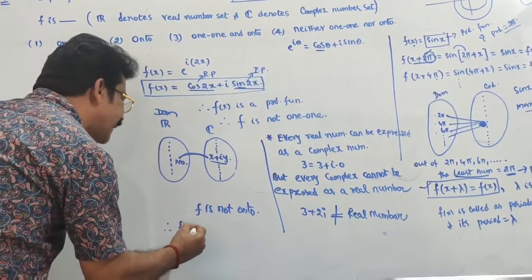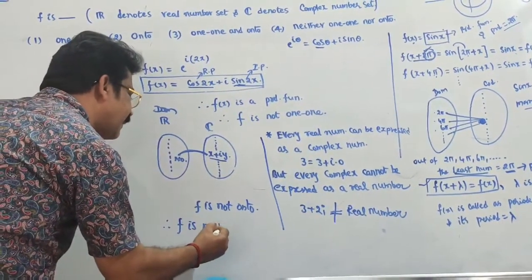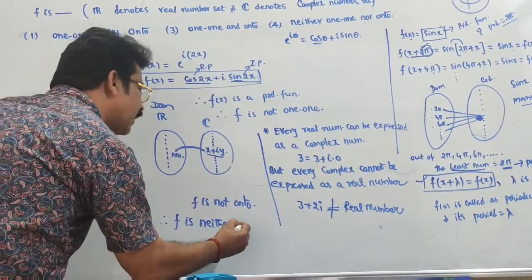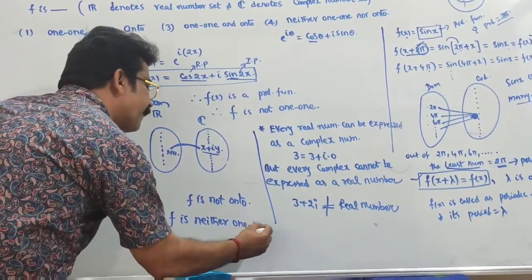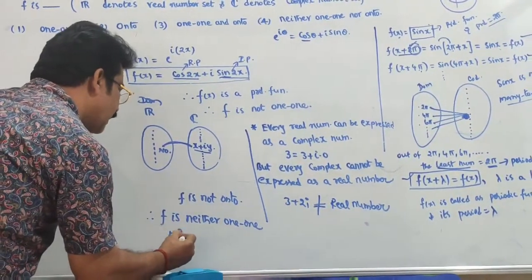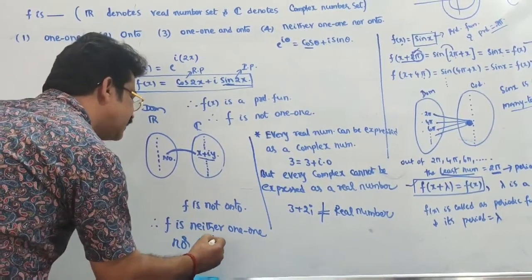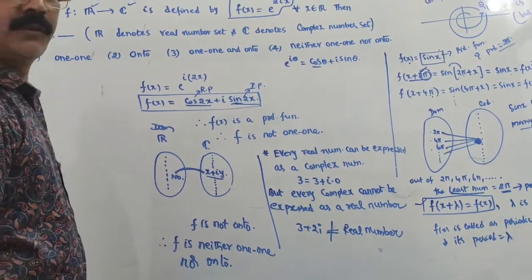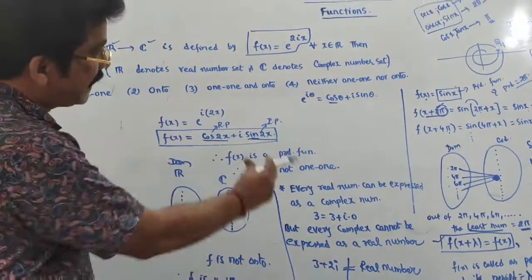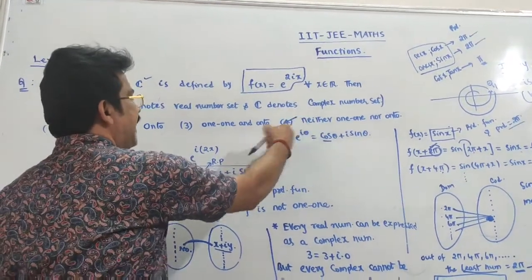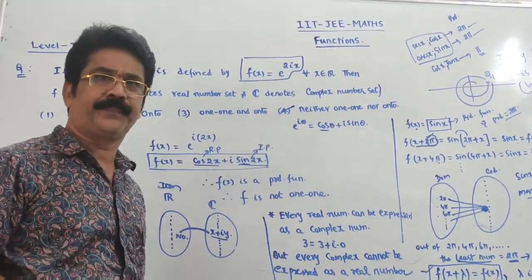Therefore, f is neither one-one nor onto function. So clearly, which option is right? The fourth option is right. Hence the problem.